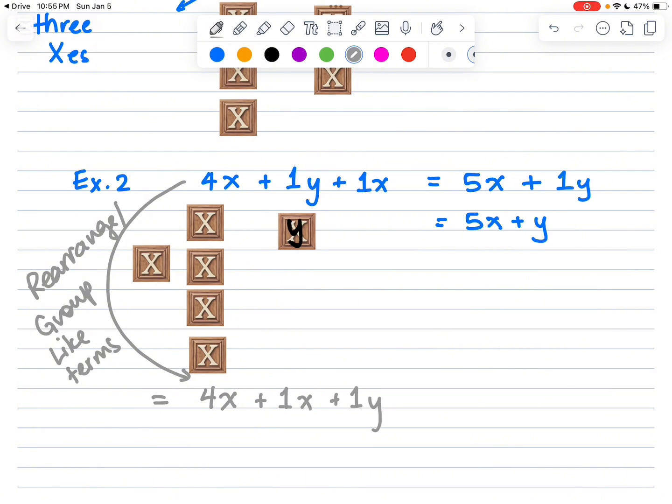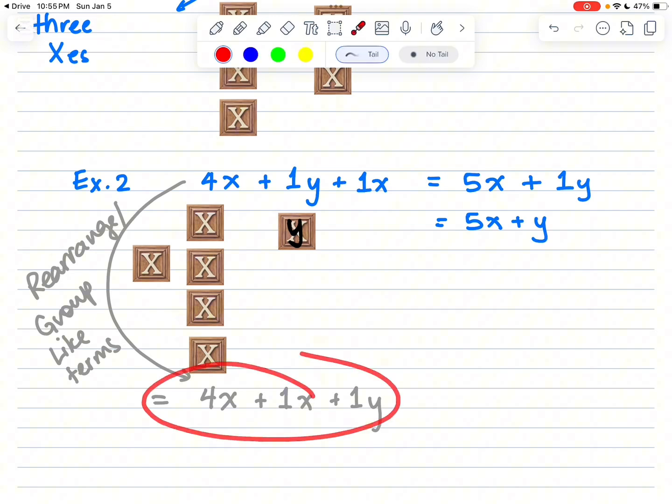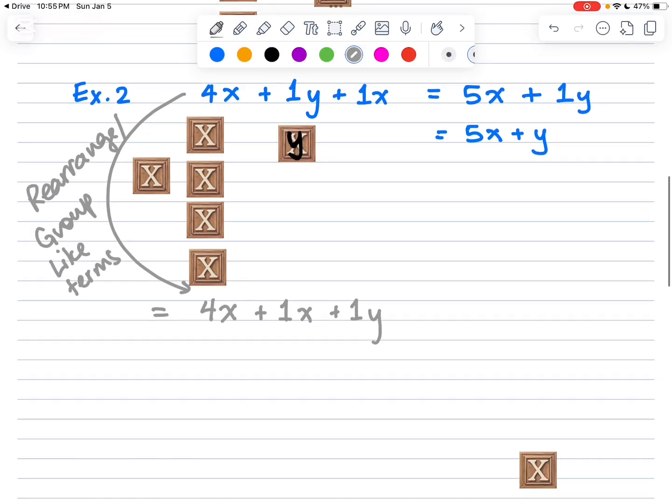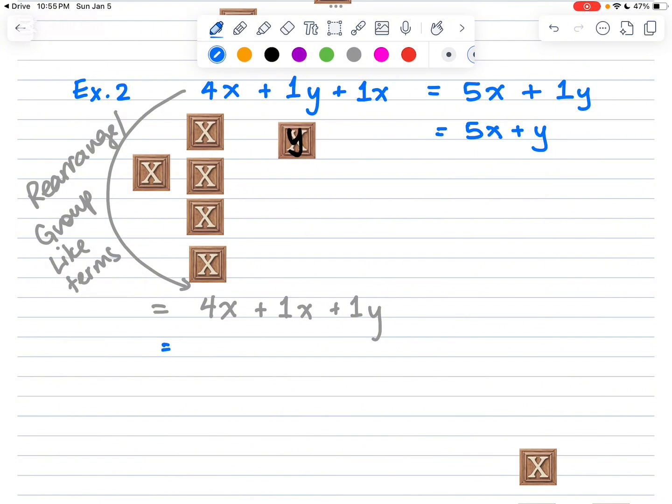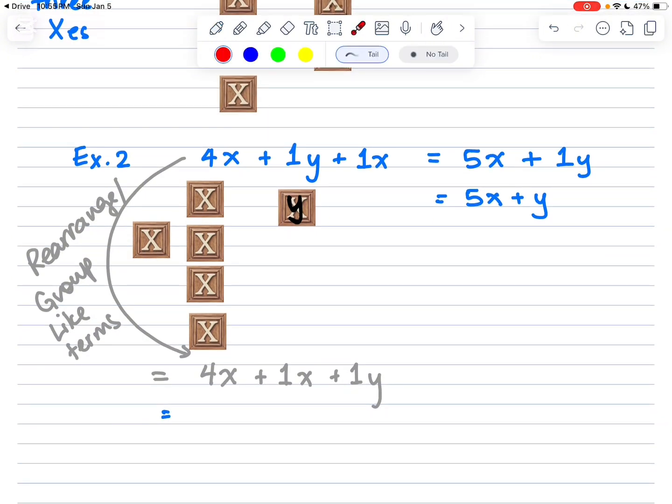Always put an equal sign down so that we're showing that this line is equivalent to this one. And now that just makes it a little bit easier for us because now that we've grouped our like terms together, they are side by side. So you can underline that to help you focus a bit. And this says, hey, let's just deal with the x's first. So this gives me 5 x's and I still have 1 y, or just a y.